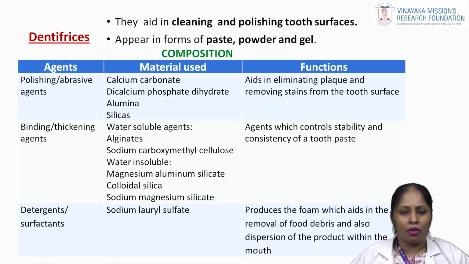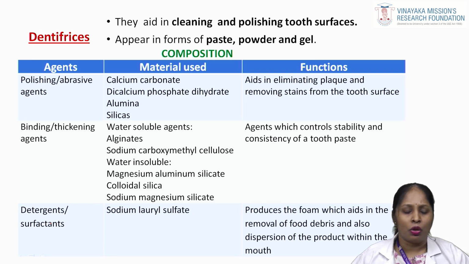As I told you, in the various categories of mechanical plaque control, along with the toothbrushes, the dentifrices have been included. These dentifrices aid in cleaning and polishing tooth surfaces, and they appear in the forms of paste, powder and gel. There are various agents or compositions that have been used in the dentifrices.